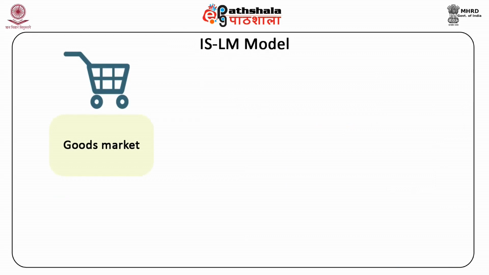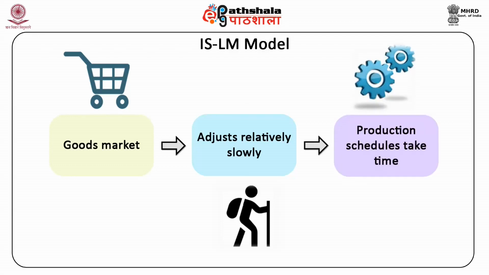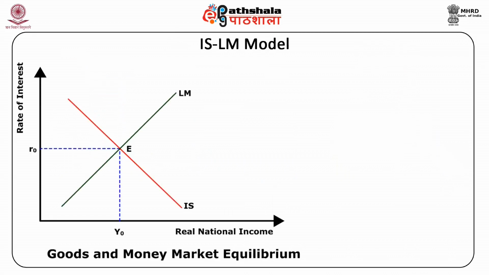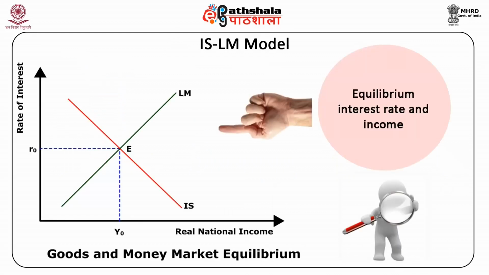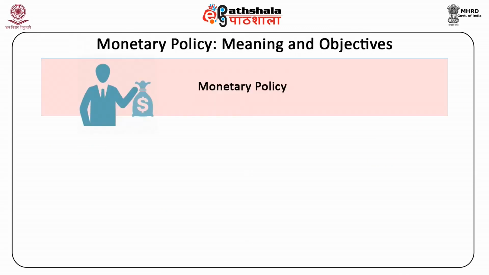The goods market, on the other hand, adjusts relatively slowly because firms have to change their production schedules, which takes time. The ISLM model with the goods and money markets at equilibrium interest rate and income is shown in the figure. Moving on to the meaning and objectives of monetary policy.